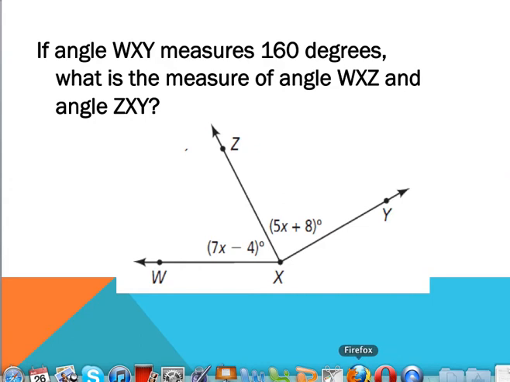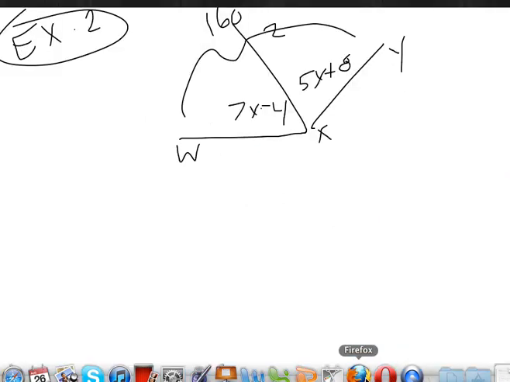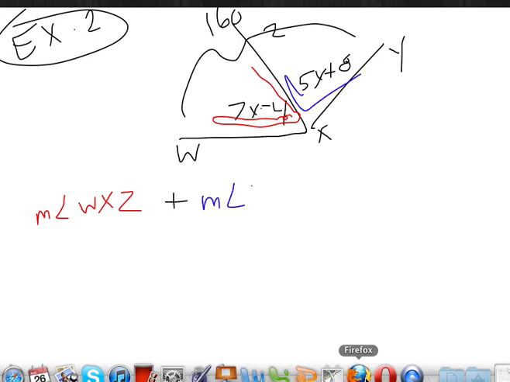So what we're also given is that WXY, the bigger angle, is equal to 160 degrees. So what we're going to do is we're going to use our angle addition postulate and say that the measure of, and I'll highlight it in red, this angle right here, the measure of angle WXZ plus the measure of, and I'll highlight this in blue, ZXY equals the measure of WXY, or the bigger angle that equals 160 degrees.